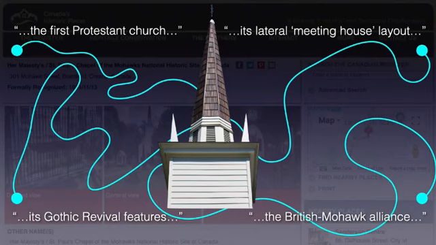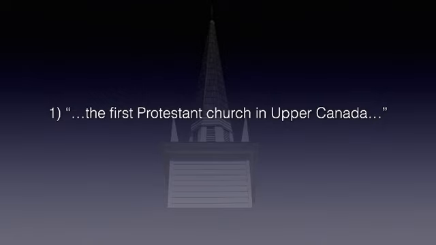So I'm going to start with the first one, and that is the first Protestant church in Upper Canada. So the Mohawk Chapel, yes, was the first Protestant church built in what is now Ontario. And it may not be obvious on the surface if you're not very familiar with the history of church architecture, but the Protestant church building is actually quite a distinct building type in the history of church building. It has its own trajectory.